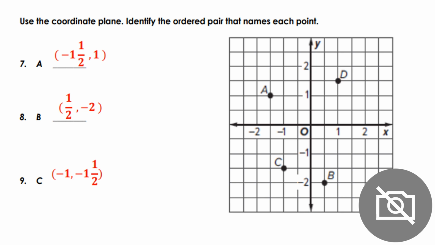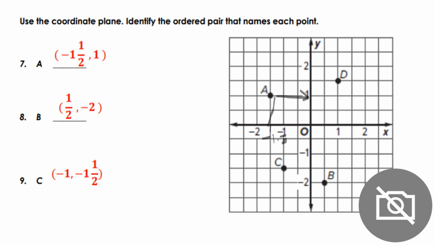See here, use the coordinate plane to identify the ordered pair that names each point. First one is A. A is minus 1.5, and y is 1. You have to write x first, on the x axis. Minus 1.5 and y is 1. This is how you have to identify.